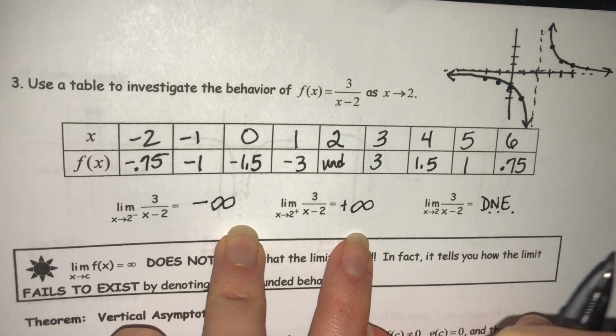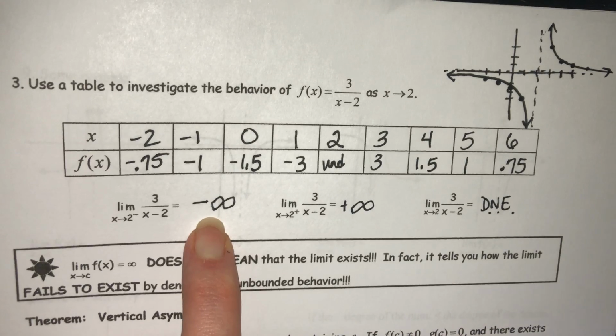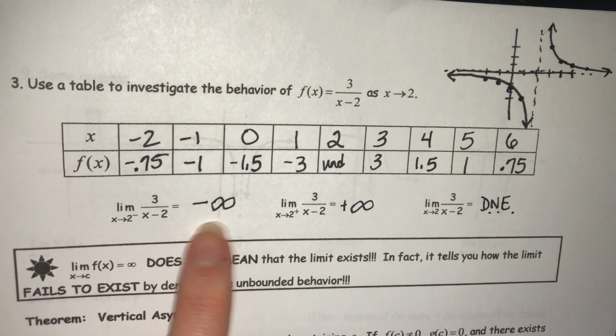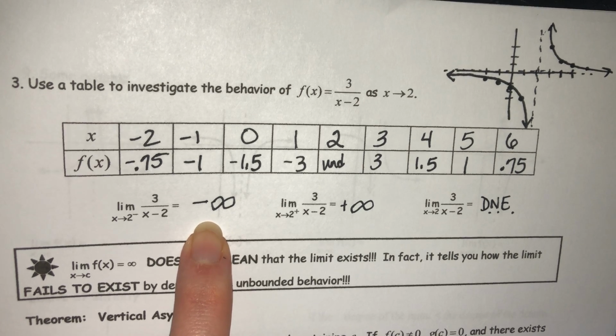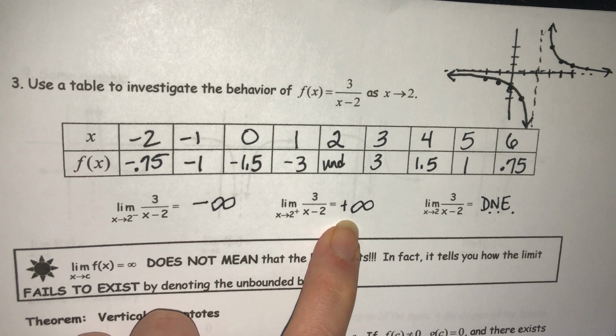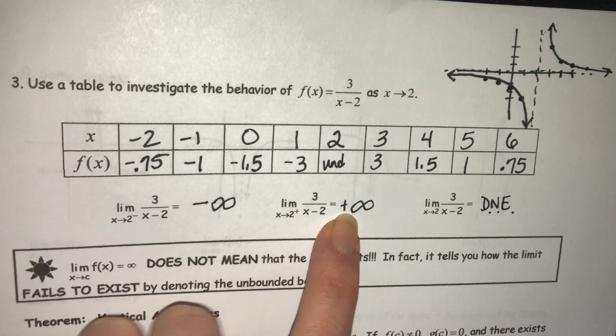Now, would it have been correct to put does not exist instead of the negative infinity? Yes, it would. This is more specific. So this is probably the answer I would be preferential to, because even though the limit does not exist, you're describing why it doesn't exist. It has unbounded behavior in the negative direction. And this has unbounded behavior in the positive direction. So it's kind of giving the reason it does not exist, a little bit more specific of an answer. But it is also correct to say that these limits do not exist.